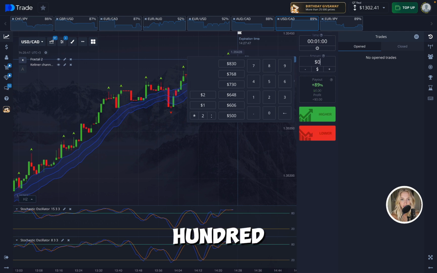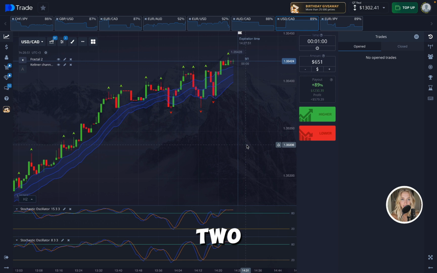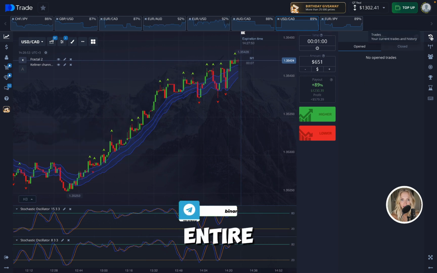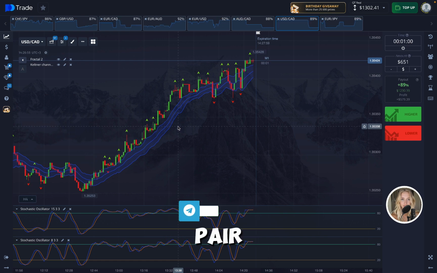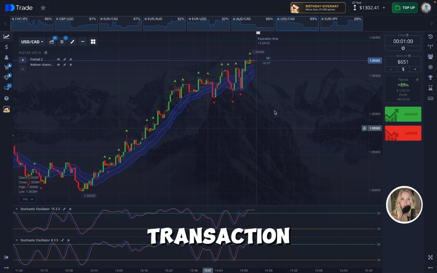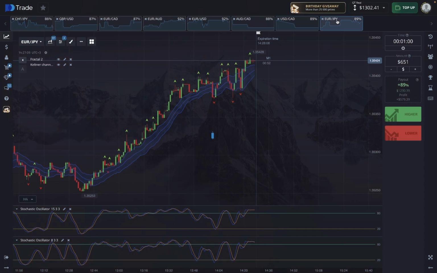Now I will bet $651.00 per transaction and open 2 transactions, for the entire amount of my balance, namely $1302. Let's start and select the next currency pair. I will try to find a more detailed and reliable entry into the transaction. Let's continue.